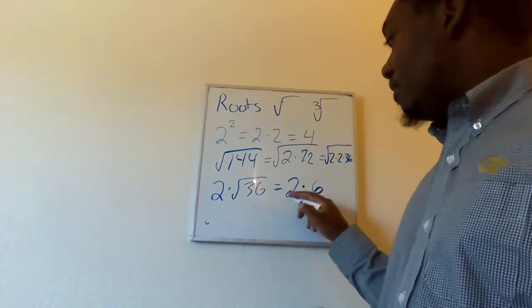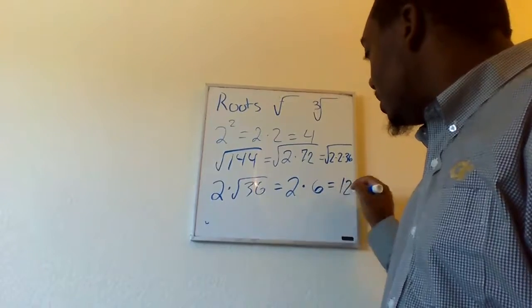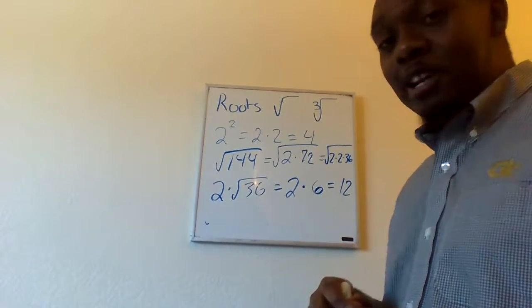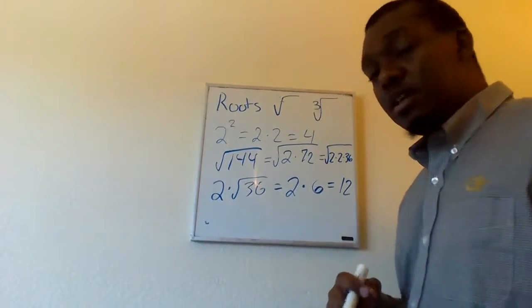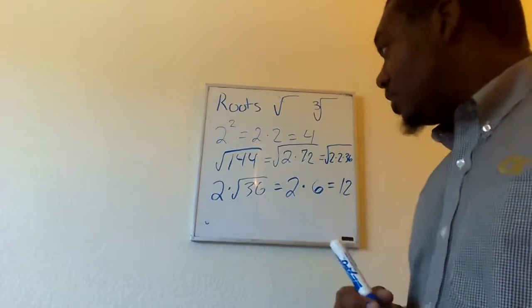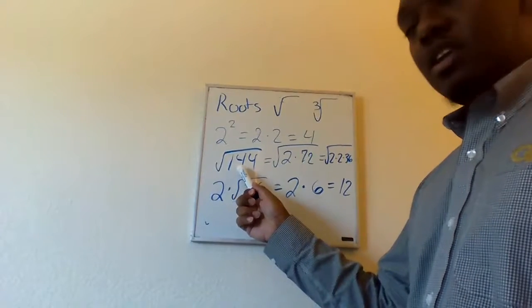And at this point, we have 2 times 6, and we know that is 12, meaning what you said at the beginning is exactly what we would get, right? The square root of 144 would be 12. That is correct. But as you can see, there's another way to find this.